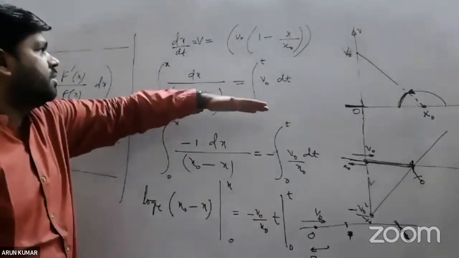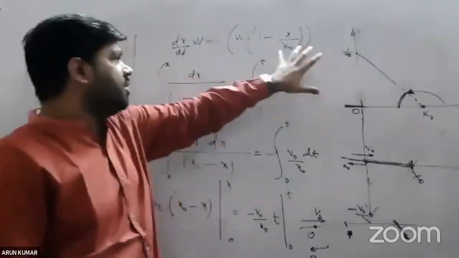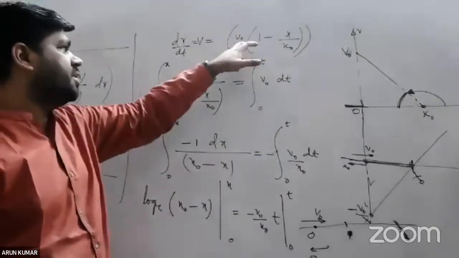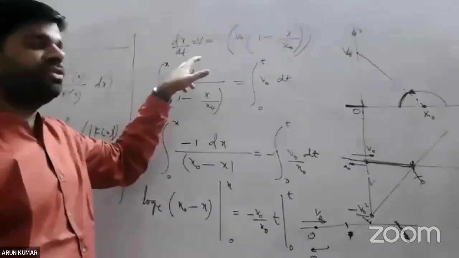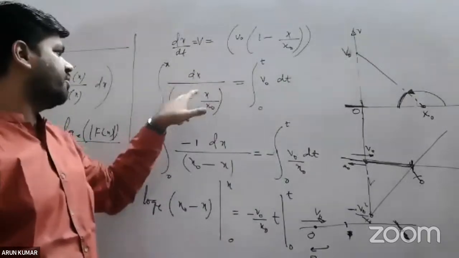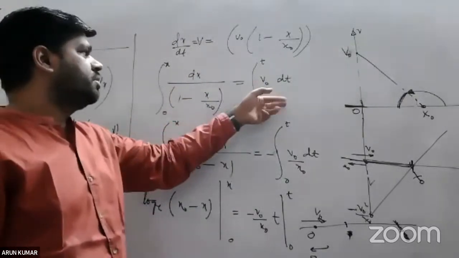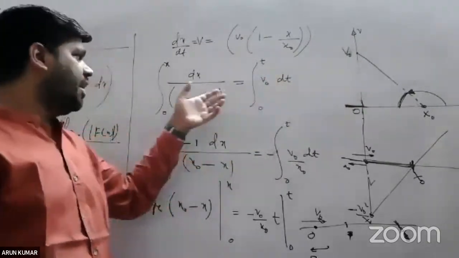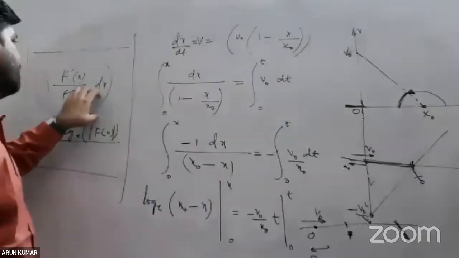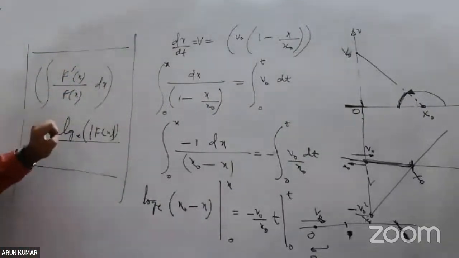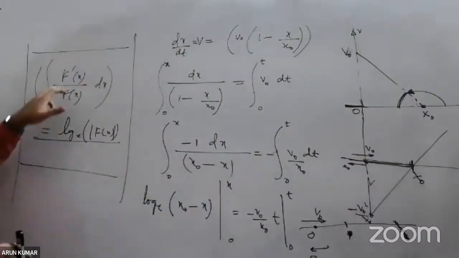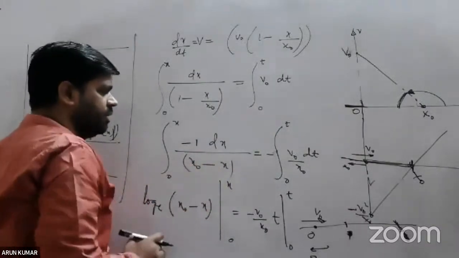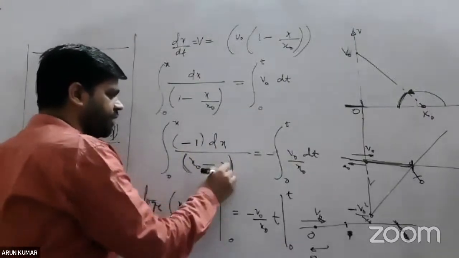Till here, from the graph I got the equation. That equation I have written as dx by dt. I have taken f of x from the right hand side to the left hand side in the denominator. I got dx by f of x is equal to v dt, something as a function of t, and I integrate this. To integrate this, I'm using this formula: integral f dash by f of x is log mod f of x. If I differentiate x naught minus x, I get minus 1. So this is nothing but f dash of x by f of x.